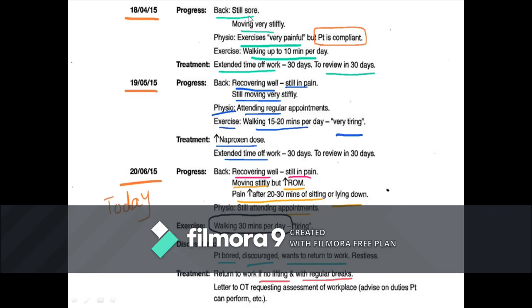His back is still sore, moving very stiffly, physio exercise very painful, but the patient is very compliant with his exercise and physiotherapy. Exercise walking is up to 10 minutes per day. So you extended time off from work for another 30 days, and you again scheduled a review in 30 days. On 19/5/2015, after 1 month, the patient again presented.